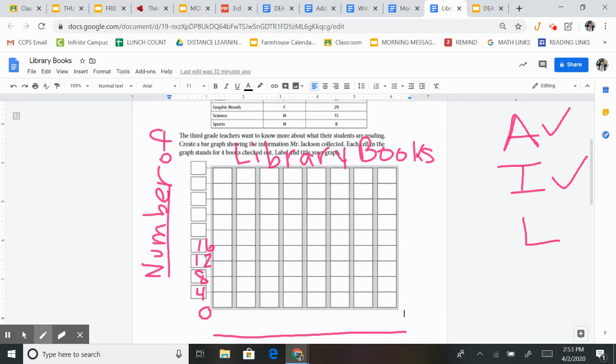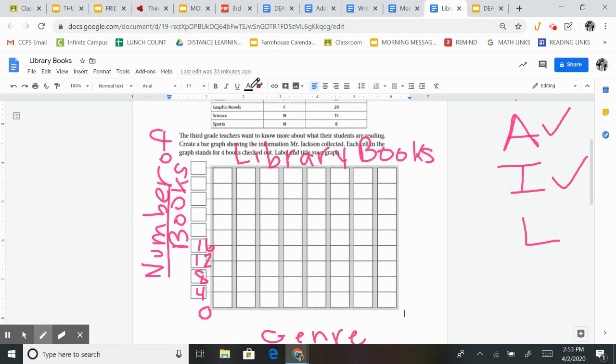So we can label that this part of our graph here is going to be the number of books. The number of books checked out is what those numbers there represent. Now, thinking about what this part of our graph is going to show, well, if this part shows our number, this part is going to have to show our genre. So we are going to label this axis as our genre.